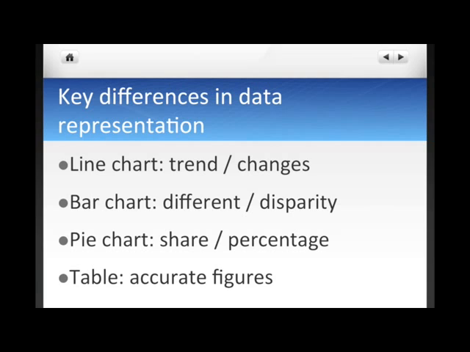Last, we come to the table. You may have noticed that the table is the only place that you will have very accurate data, very accurate information. So this is the biggest feature, which is different from other charts. So here are the keywords.